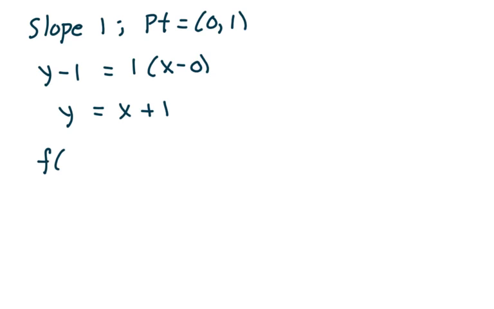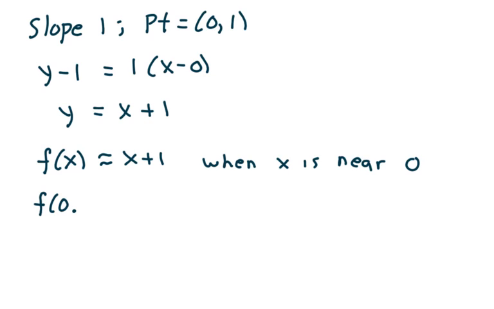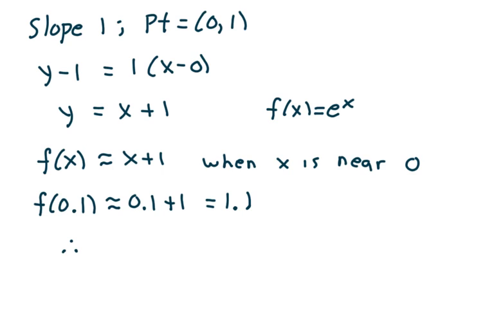And so f of x is approximately x plus 1 when x is near 0. Okay? And so f of 0.1: I'm going to replace x with 0.1, and I'm going to get 0.1 plus 1, which is 1.1. And so therefore, but don't forget, f of x is e to the x. And so e to the 0.1 is approximately 1.1.